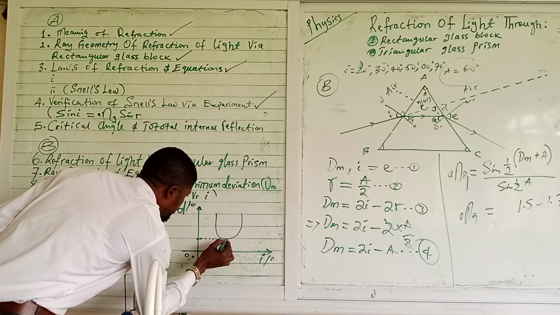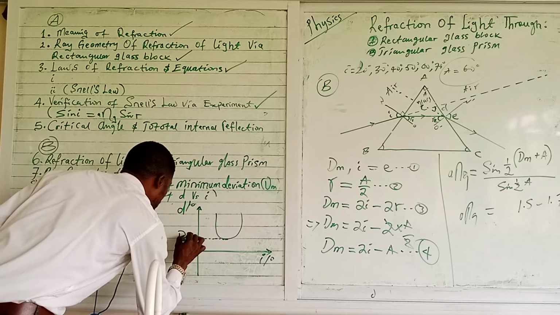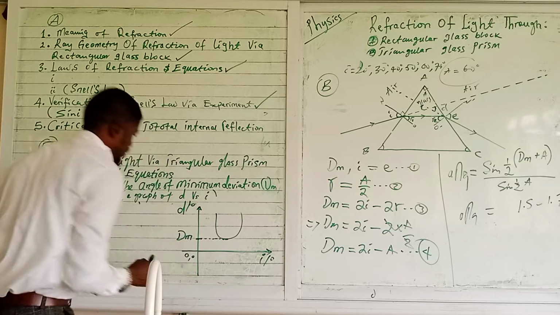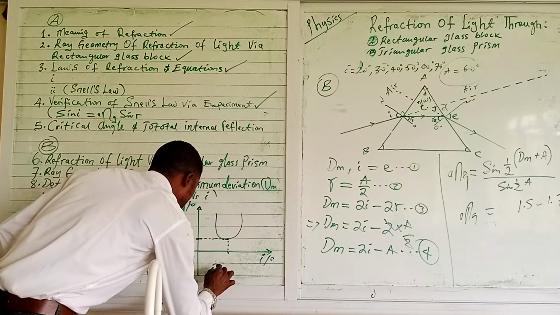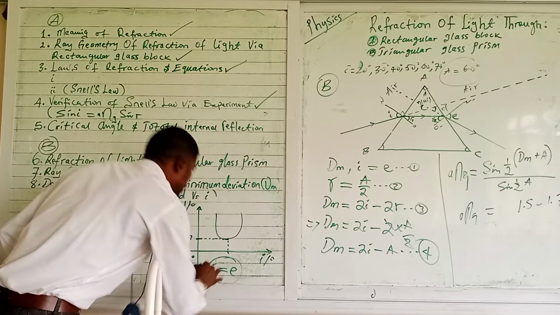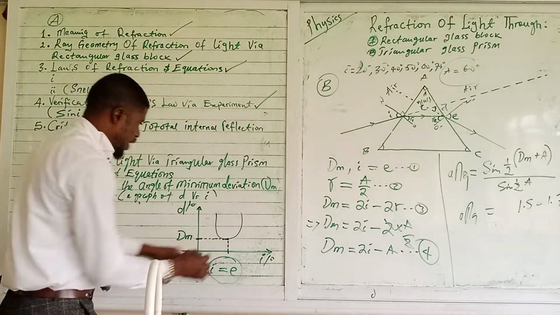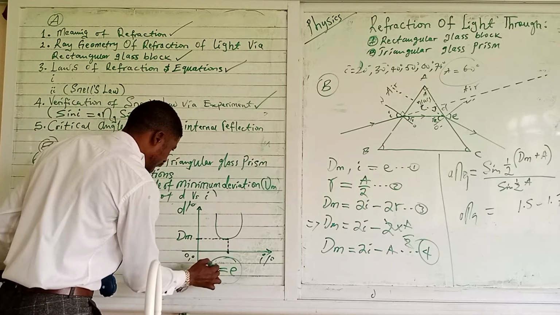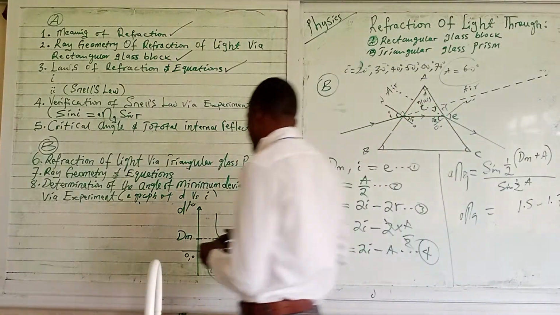Where the bottom of this U touches the graph, that place is your angle of minimum deviation. And at this particular point, your I is equal to what? Your E. At this particular point, the value of I here is equal to what we have here as the angle of emergence.